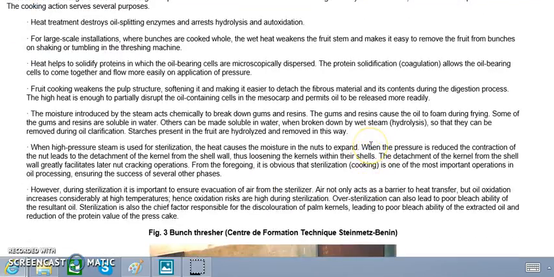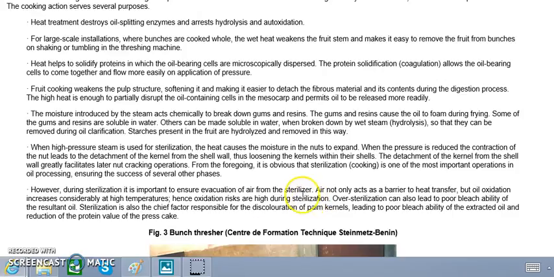When high pressure steam is used for sterilization, the heat causes the moisture in the nut to expand. When the pressure is reduced, the contraction of the nut leads to detachment of the kernel from the shell wall, thus loosening the kernels within their shell. The detachment of the kernel from the shell wall greatly facilitates later nut cracking operations.